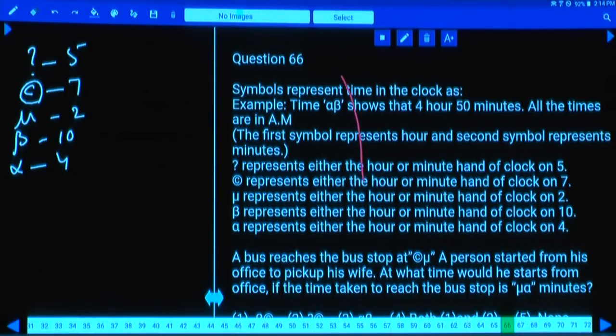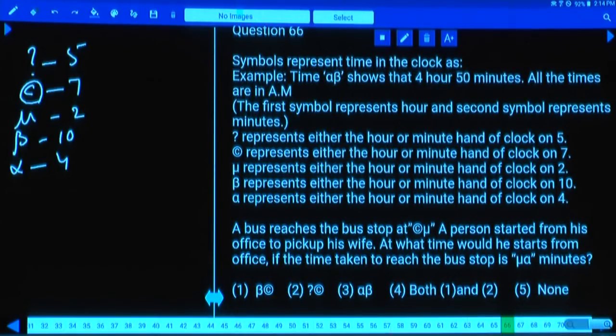Then question number 66. Now in this 66, a bus reaches the bus stop. Reaches the bus stop at what time? Reaches the bus stop at copyright mu. Now copyright is 7. And what is the next one? Mu. Mu stands for 2. As mu is 2, minute hand is at 2. Now the time is 5 into 2, 10. So what is the time now? Now the time is 7:10. Clear? A bus reaches the bus stop at 7:10.